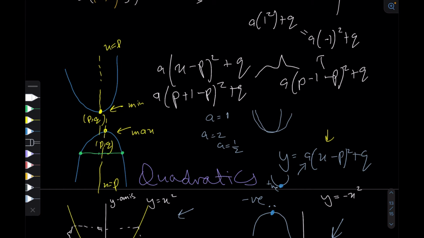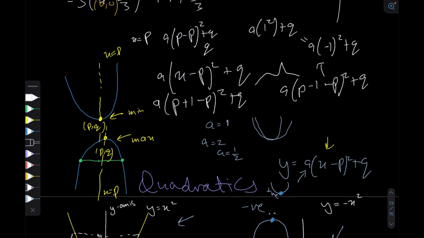Now, when x is exactly p, you get a times (p minus p) squared plus q. This p minus p is 0, so you're just left with q. And this is why this is the turning point, because at x equals p, you have the y value q. When x is not p, you have y equals q plus a times some value. And so this is why this is the turning point.